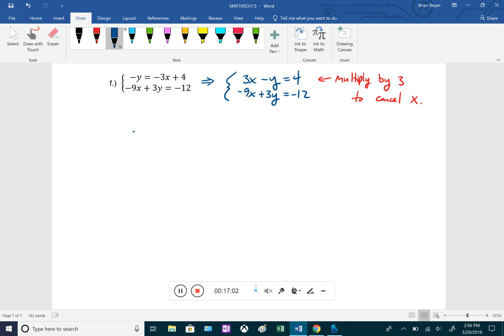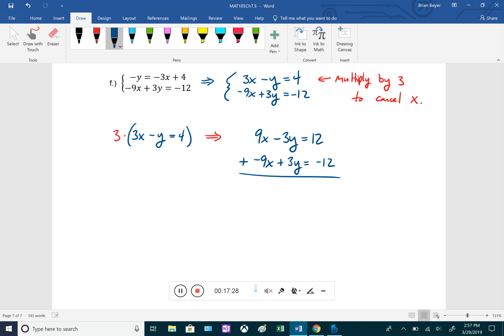So let's do that over here again. So 3x minus y equals 4. We're going to multiply that whole thing by 3. And that's going to give us 9x minus 3y equals 12. We're going to add that to the second one, which we didn't have to adjust. Negative 9x plus 3y equals negative 12. So adding these together, we know the x terms canceled because that's how we set it up. The y terms also happen to cancel, negative 3y plus 3y. So that's going to give us 0 on the left. And then on the right, 12 plus negative 12, 12 minus 12 is 0.